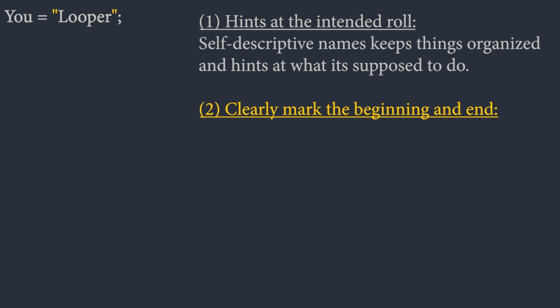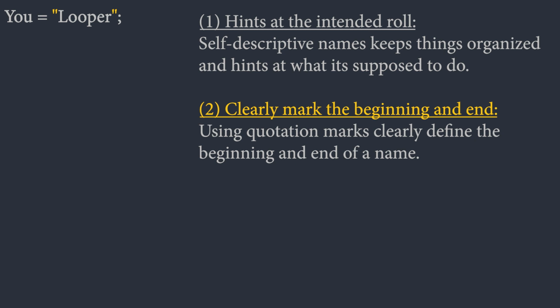Number two, the use of quotes. We enclose the name within quotes to clearly define the start and end of the name. This reduces the chance of the model misunderstanding its own identity.